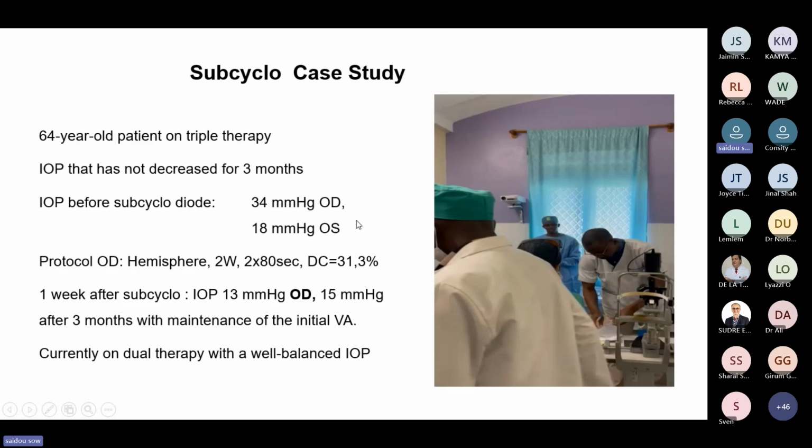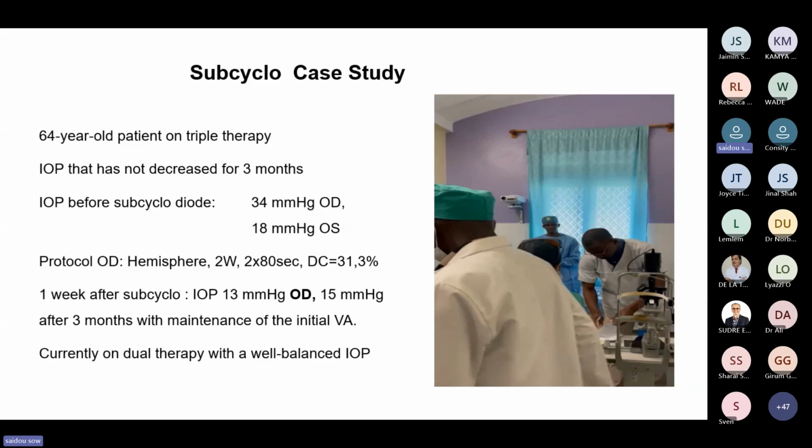In post-treatment, we just give a topical steroidal anti-inflammatory 3 times a day for 5 to 7 days. Here in this video, I just wanted to share a case study. It was a 64-year-old patient on triple therapy with an IOP that had not decreased for 3 months. It was 34 in the right eye and 18 in the left eye.